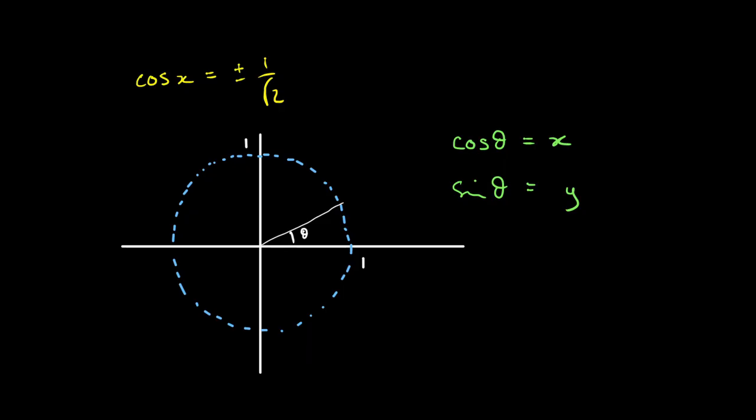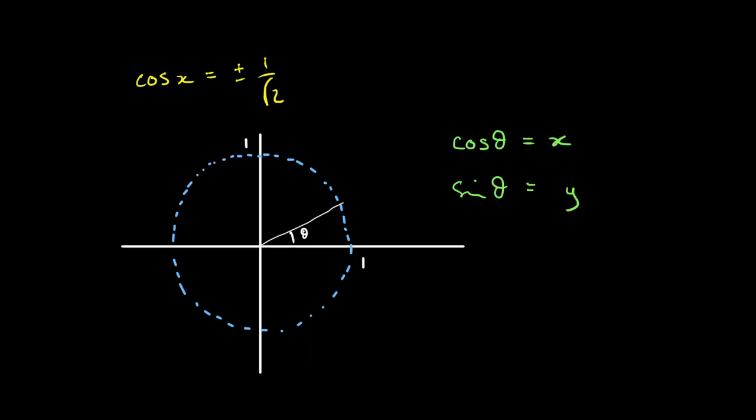So for any value of theta, let's say theta is 0, then what's the y coordinate? The y coordinate is 0, and that should make sense because sine 0 is 0. If theta is 90 degrees, what's my y coordinate? My y coordinate is 1. And yeah, because sine 90 is 1. So basically, cos theta tells you the x coordinate on the unit circle. Sine theta tells you the y coordinate on the unit circle.